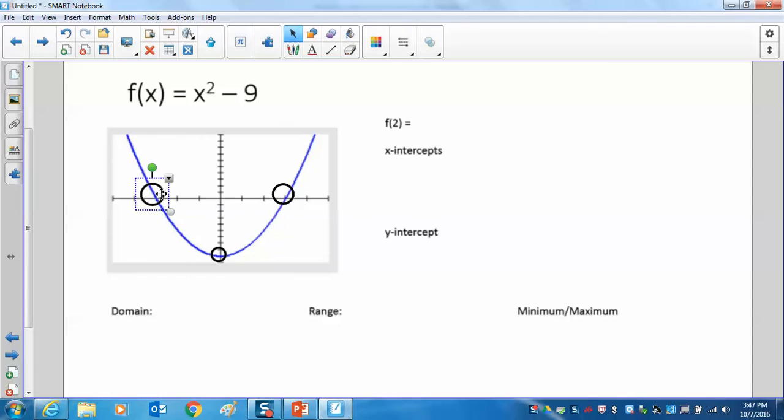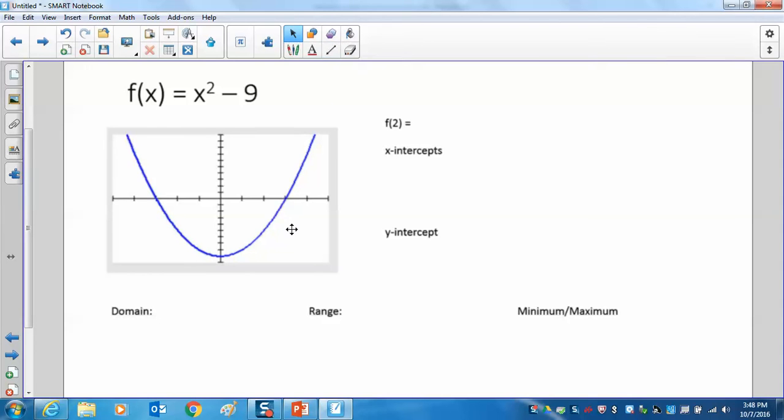Our range is not all real numbers, though. We have to be careful. If we scan our graph from bottom to top, our lowest y value is right here, and we decided that was -9. So our range would be from -9 all the way up to positive infinity. So we could say y is greater than or equal to -9, or we could use interval notation, and we'll get into that in a sec.